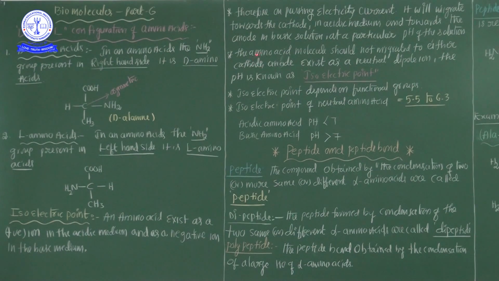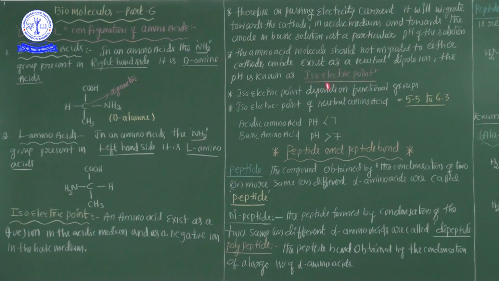But at one pH the amino acid molecule does not migrate to either the cathode side or the anode side. It exists as a neutral dipolar ion, and that pH is known as the isoelectric point.